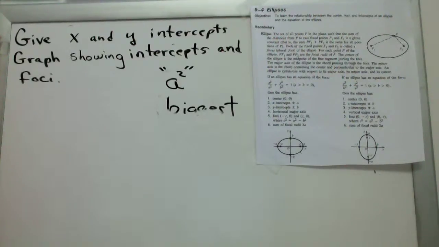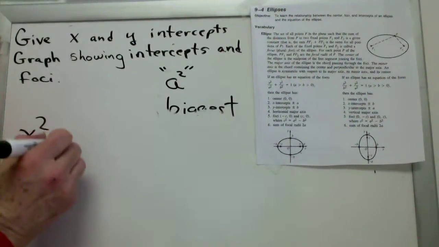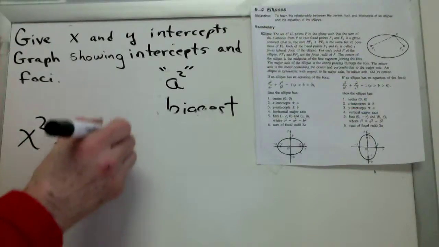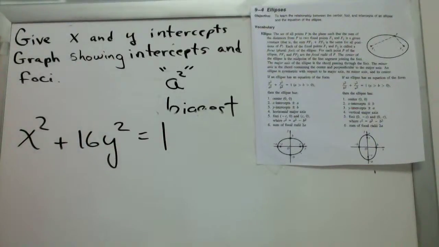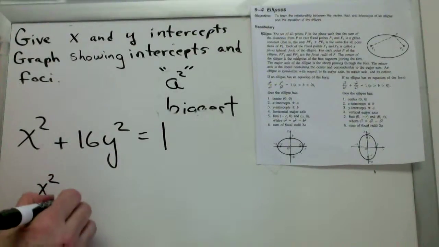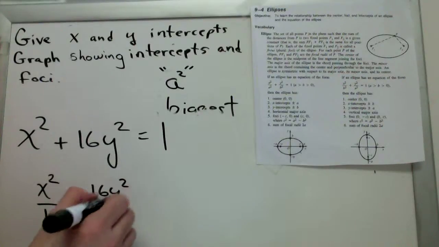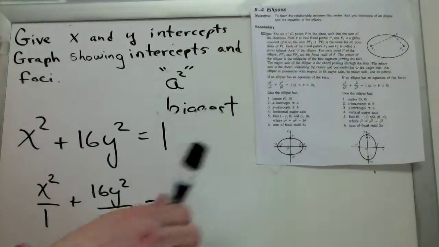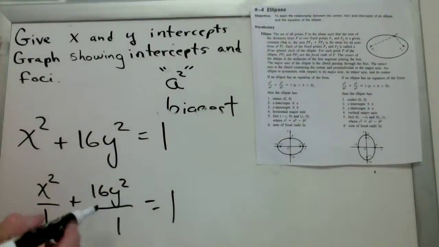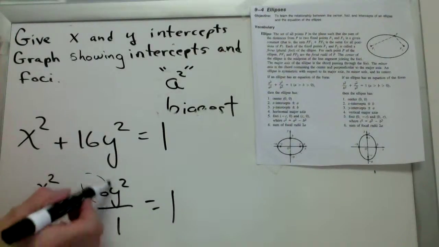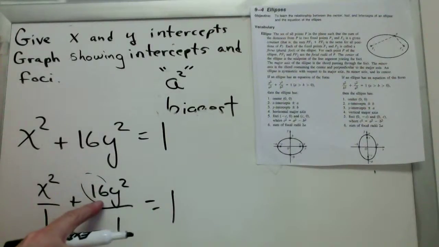Suppose you have x squared plus 16y squared equals 1. Well, it doesn't look like that yet. We can divide everything by 1. So I could do x squared over 1 plus 16y squared over 1 equals 1. And it almost matches the equations. The problem is this 16. And you can't have a number in front of the squared terms on the general equation of the ellipse when you're trying to do a quick graph.